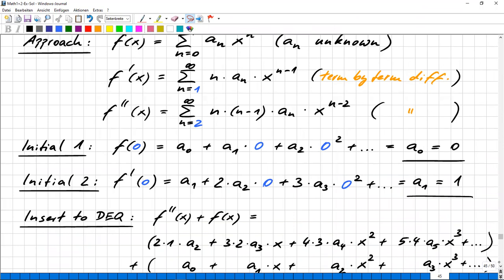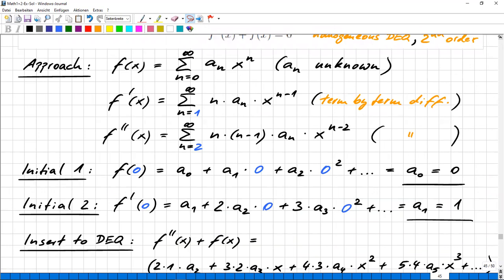Initial condition one, for short, f of 0. Of course, I insert x equals 0 in my approach, which means that, allow me to leave this summation notation away, because it's a little easier to understand if I just write down the first few elements. So a0, of course, is a constant, plus a1 times x to the power 1. That's the linear term. And I have 0 inserted for x, so a1 times 0 plus a2 times 0 squared, and so on.